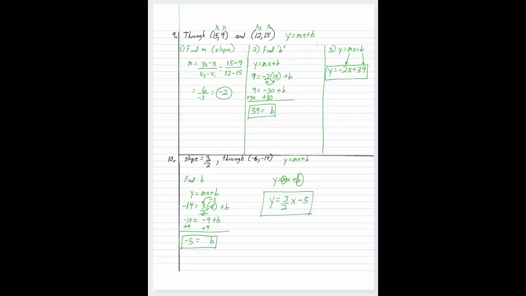Number 11. We're multiplying x^8 and x^3. When you multiply, that means add the exponents. And 8 plus 3 is 11, so your answer is x^11. That's it.